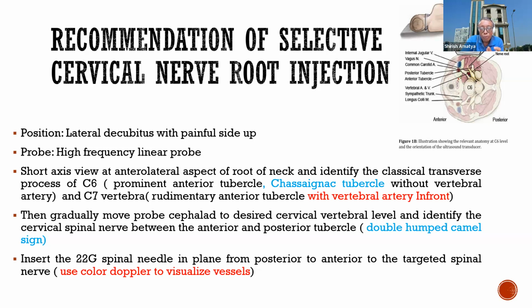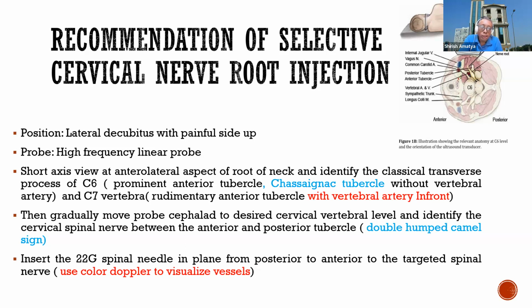And if we move our probe above, we can see the double hump camel sign of the C5 cervical nerve root, and we can also block in this area, and we can proceed forward. And also we can go down to the level of the C7 vertebra. We can appreciate the vertebral artery in front of the C7 transverse process, and we can easily identify the C7 nerve root and inject in this area.